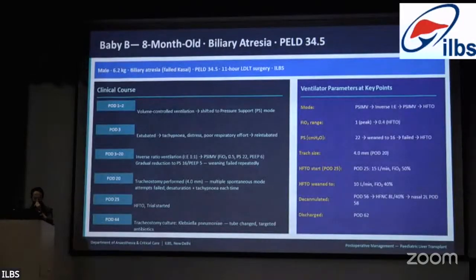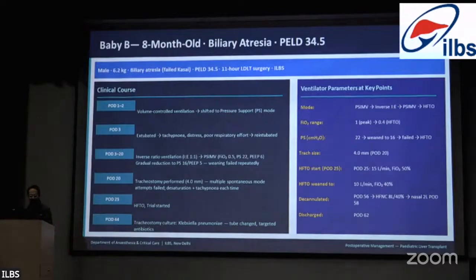Coming to the next case, baby B, a 6.2 kg male child, biliary atresia, failed Kasai, had a high PELD, 34. It was a long duration 12-hour surgery. Clinical course post-op day 1 and 2 because of high inotropic support, the child was controlled on volume control ventilation. Post-op day 2, child was shifted to pressure support. On post-op day 3, after fulfilling the extubation criteria, the child was extubated.